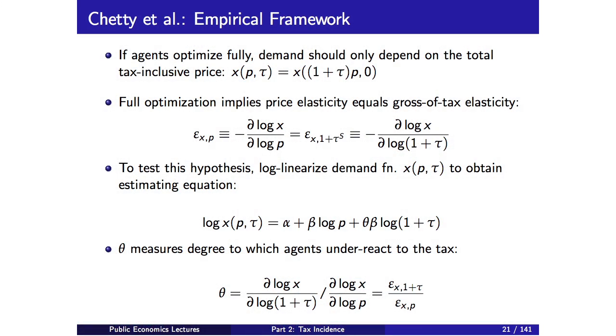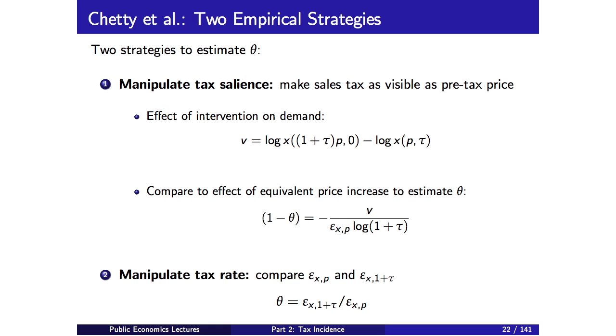Okay, so our goal is to estimate that theta parameter, and in particular test if it's equal to 1 or not, right? The neoclassical model would predict theta equals 1. So we have two strategies to estimate theta. The first is what we call manipulating tax salience. So that is to make the sales tax as visible as the pre-tax price.